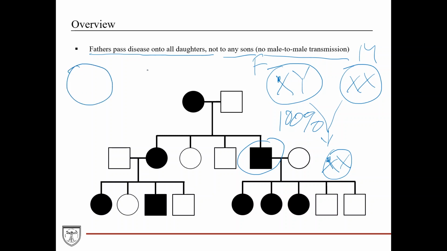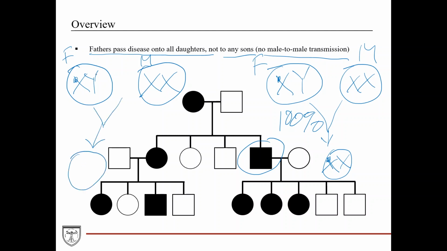Versus the sons, so if we go over here, all the sons are going to inherit the Y chromosome from the father, and they're not going to inherit any X chromosome from the father. So there's a 0% chance of them getting the affected X chromosome. And then from the mother, they'll get one of these two healthy chromosomes, and that will give them their XY.